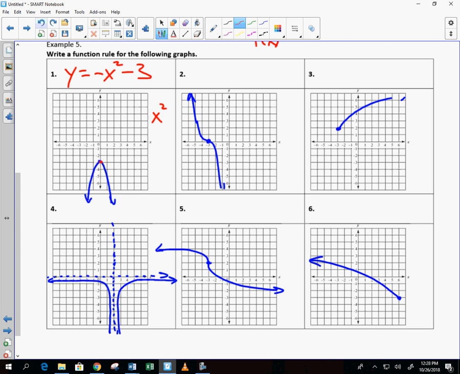So parent function, what do you think? X to the third. So any horizontal movement here? Yeah. So how am I going to show that horizontal movement then?